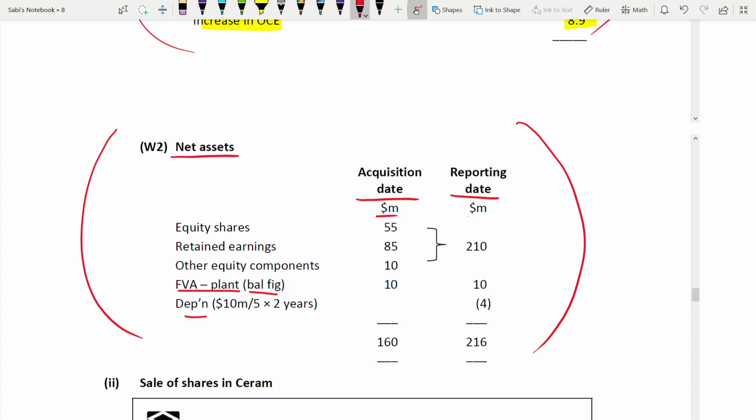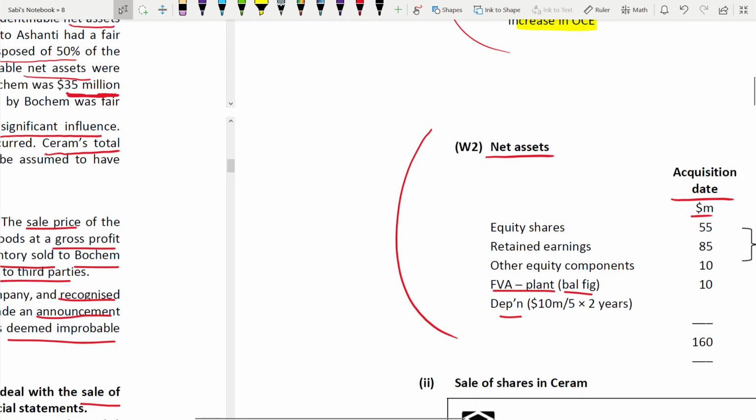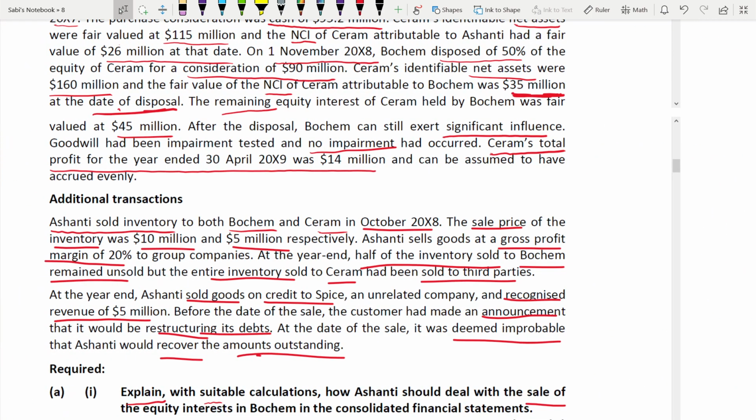One by one we'll go, one item at a time, because I'm not in a hurry and I don't want you to rush through all this. This is a very important thing which needs to be done calmly and with patience. You cannot hurry. Start with equity shares, 55. How do you get the equity shares 55?